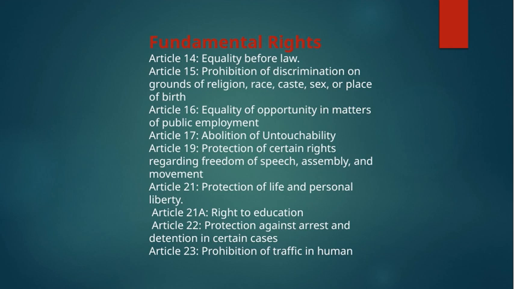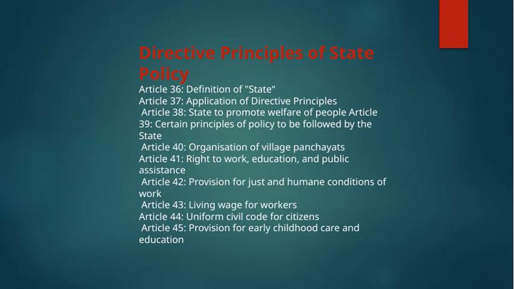Building on that, Article 21A specifically grants the right to education, recognizing it as essential for personal and national development. Articles 22 and 23 address protections against arbitrary arrest and detention, and prohibit human trafficking, respectively. These rights collectively reinforce the importance of safeguarding individual freedoms and ensuring social justice. When we consider the overall theme, these rights are about creating a society where every individual is treated with dignity, fairness, and equality.